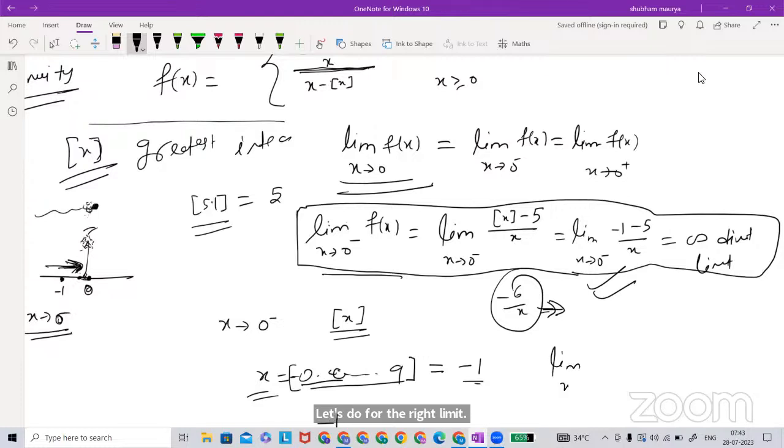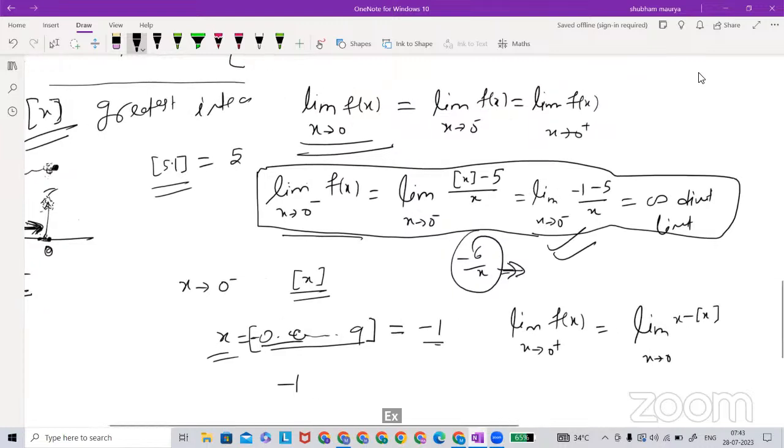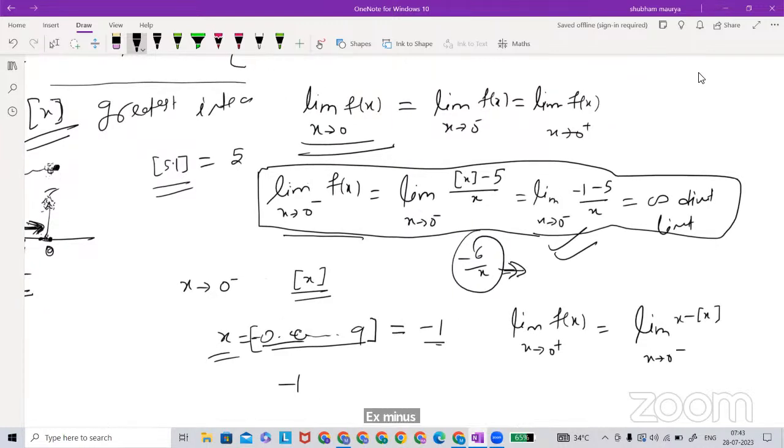So the limit as x approaches 0 from the positive side. What is going to be the limit? In the positive case, how is our function? x minus floor of x. So when x is approaching 0, what is going to be the limit? x minus 1? No, x minus 1 will not come, because we are approaching from the positive side.